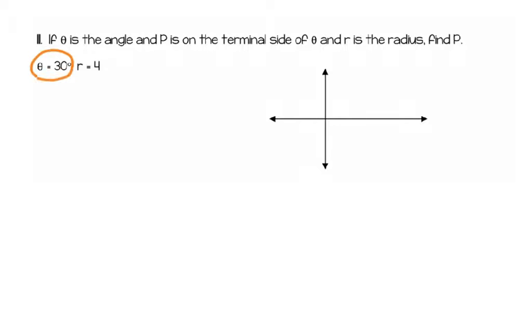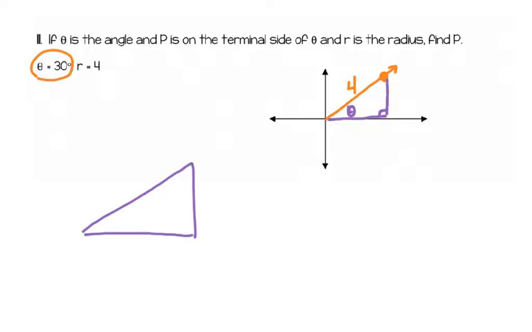Theta is going to be 30 degrees. So first of all, draw the terminal side of an angle that's 30 degrees. Okay. The radius is going to be 4. That means that from the origin to this point, that's going to be 4. Also, it means that our hypotenuse of our right triangle is going to be 4. And this will be our reference angle, which is 30. So really what I'm talking about is this triangle, 30 degrees.